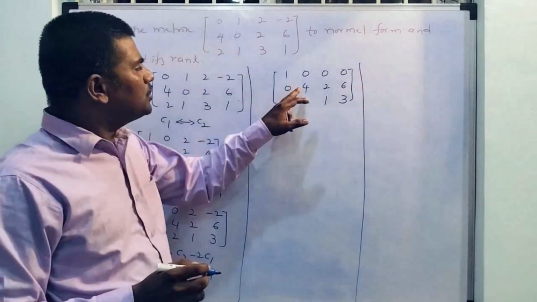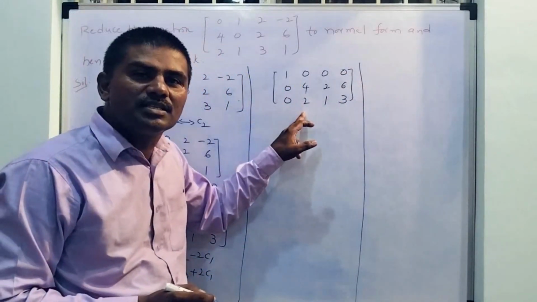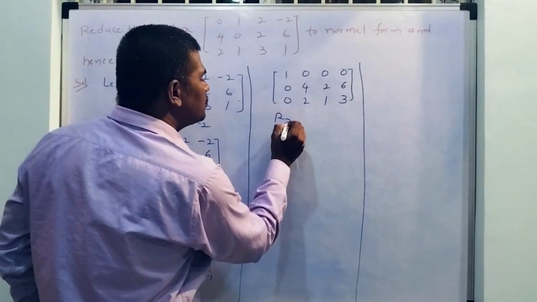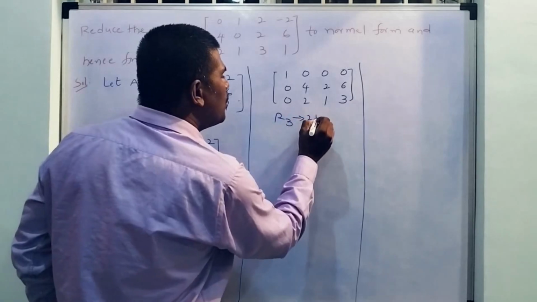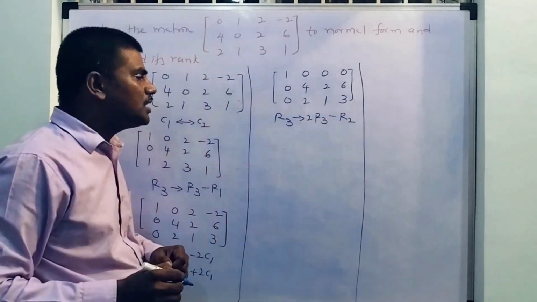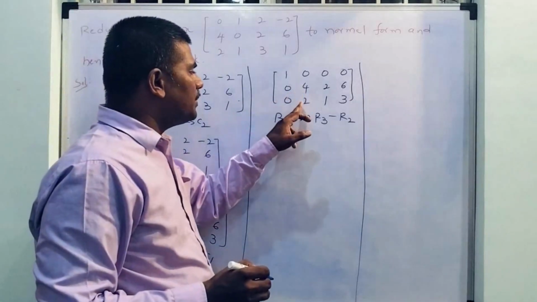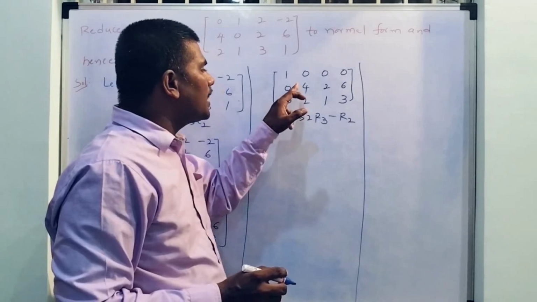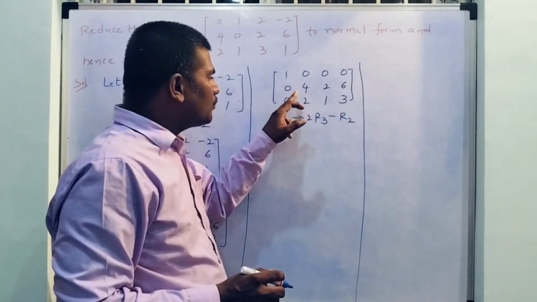Now, use this element and make this one as 0. How? R3 tends to 2R3 minus R2. Use this element and make this one as 0. How can we do this? Multiply this one with 2 and subtract second row from this row.